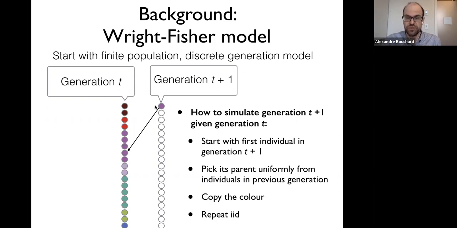So I'm going to start with the first individual at generation t plus 1. And I'm going to simply pick its parent uniformly from individuals in the previous generation. And I'm going to copy the color that I obtained this way. And as I do this for each individual independently, conditionally on the previous population, I get the next generation and I can iterate in this fashion. So that's the classic Wright-Fisher model.